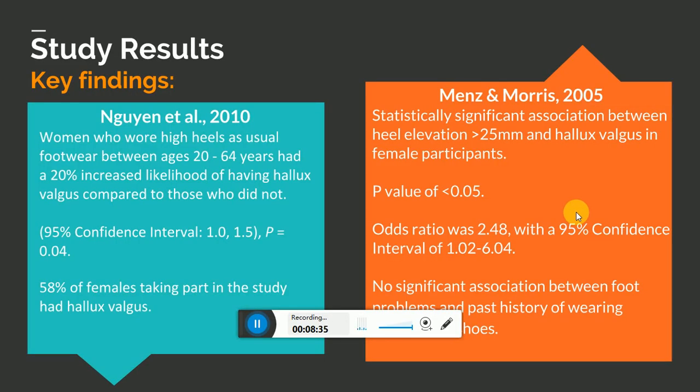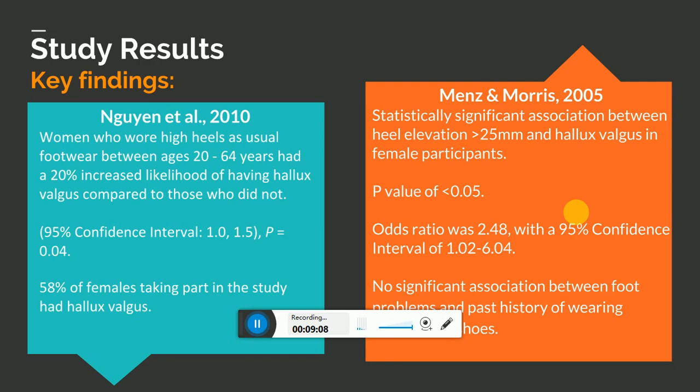The key findings of the study conducted by Wynn revealed that 58% of females had hallux valgus. Women who reported to have worn high heels as their usual footwear between the ages of 20 and 64 were found to have a 20% increased likelihood of having hallux valgus compared to women who did not wear high-heeled shoes on a regular basis between the same ages. This was indicated with a 95% confidence interval of 1.5, and a p-value of 0.04.